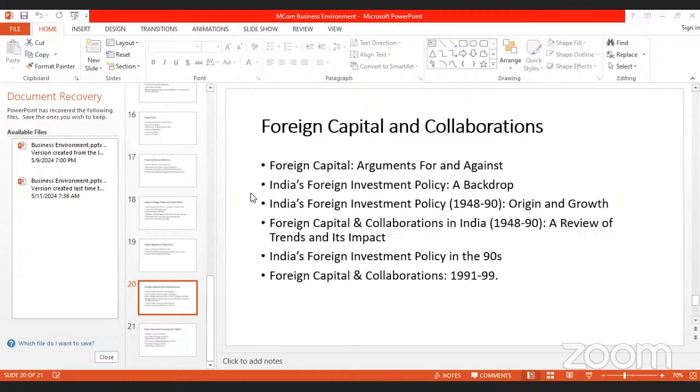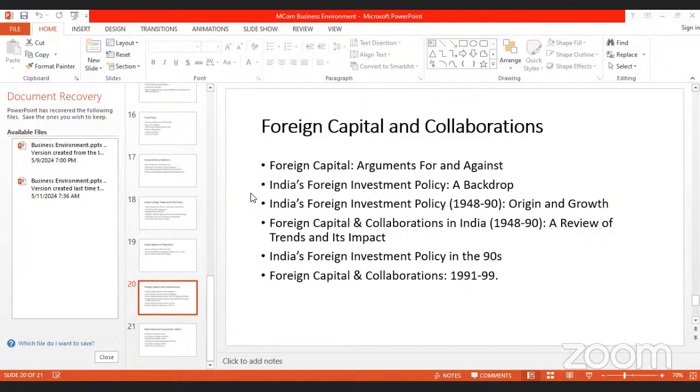Now, the next thing to be discussed is India's foreign investment policy. So we need to know a backdrop of India's foreign investment policy. Well, India's foreign investment policy has evolved significantly over the decades. Initially, the policy was restrictive in nature, aiming to protect and promote domestic industries. Over time, recognizing the need for capital, technology, and expertise, the policy shifted towards liberalization and opening up the economy to several investments.